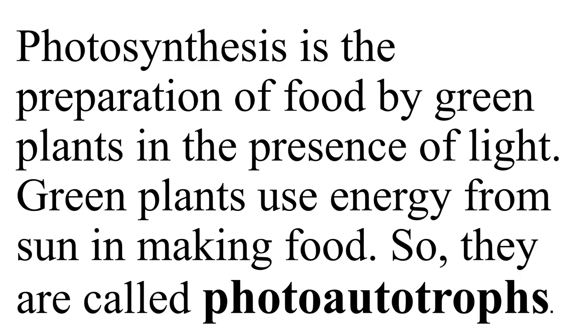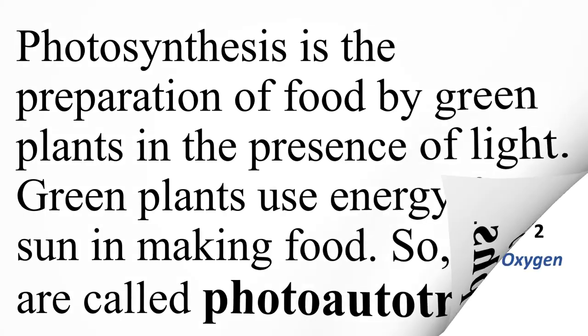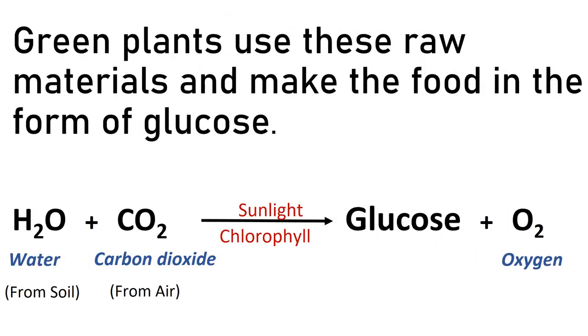Photosynthesis is the preparation of food by green plants in the presence of light. Green plants use energy from sun in making food, so they are also called photoautotrophs. Green plants use these raw materials and make the food in the form of glucose.